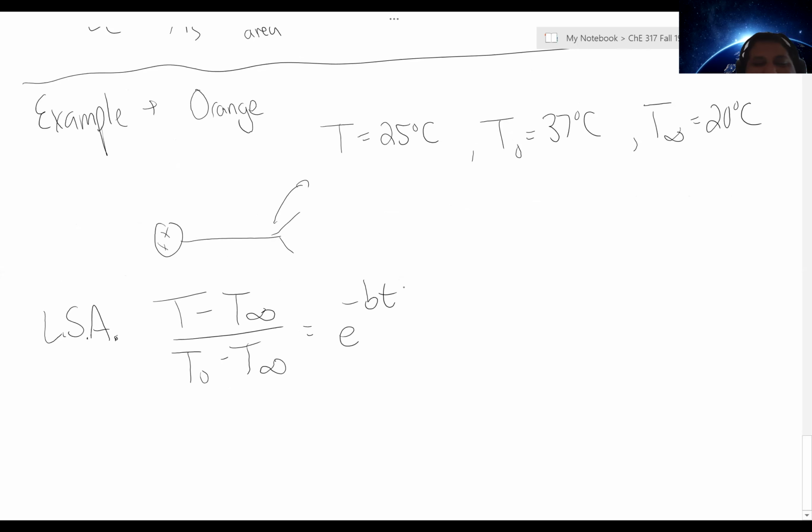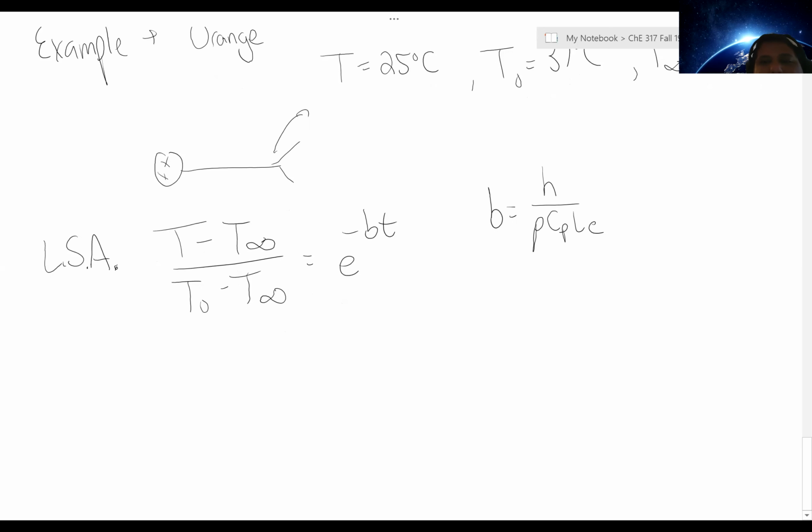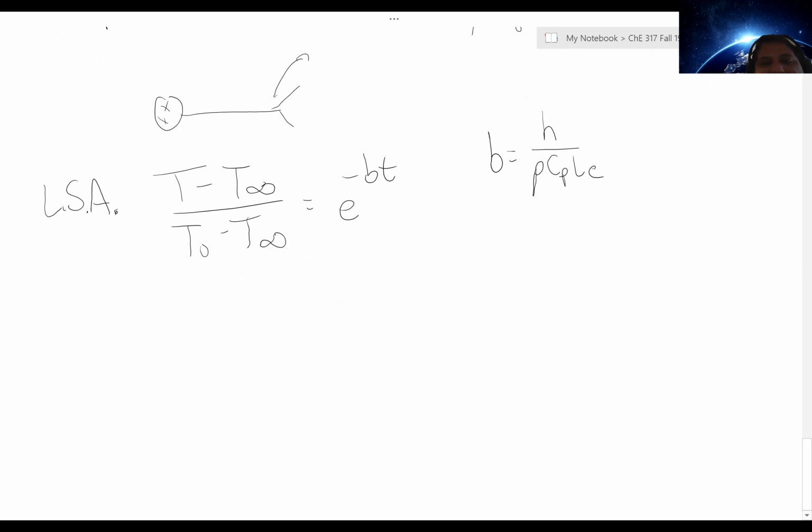Using our lumped system analysis equation, (T minus T infinity) over (T naught minus T infinity) equals e to the negative bt, where b is h over rho Cp L sub c. Simply plugging in the values will give us an idea of solving for time. If I take the natural log and divide it by negative b, I find that time is simply the negative natural log of (T minus T infinity) over (T naught minus T infinity), divided by b.